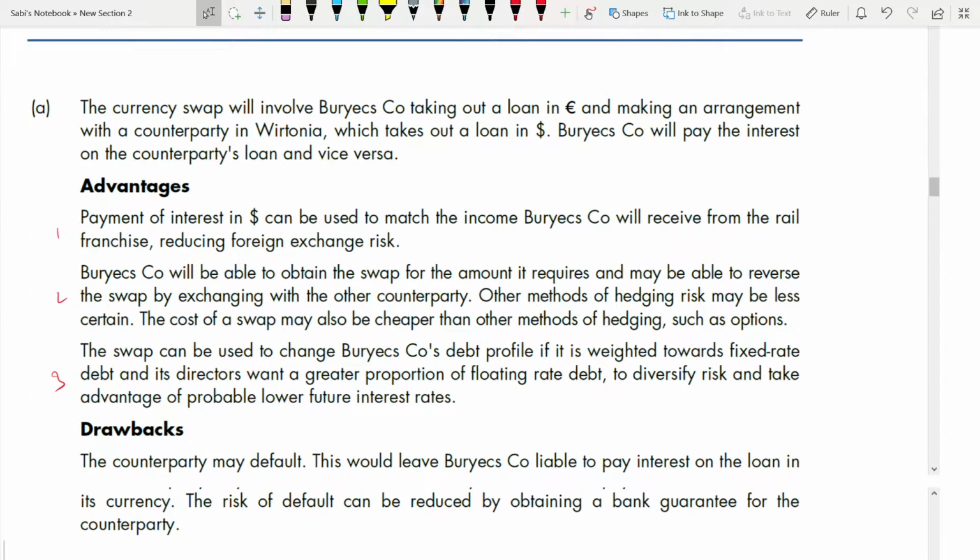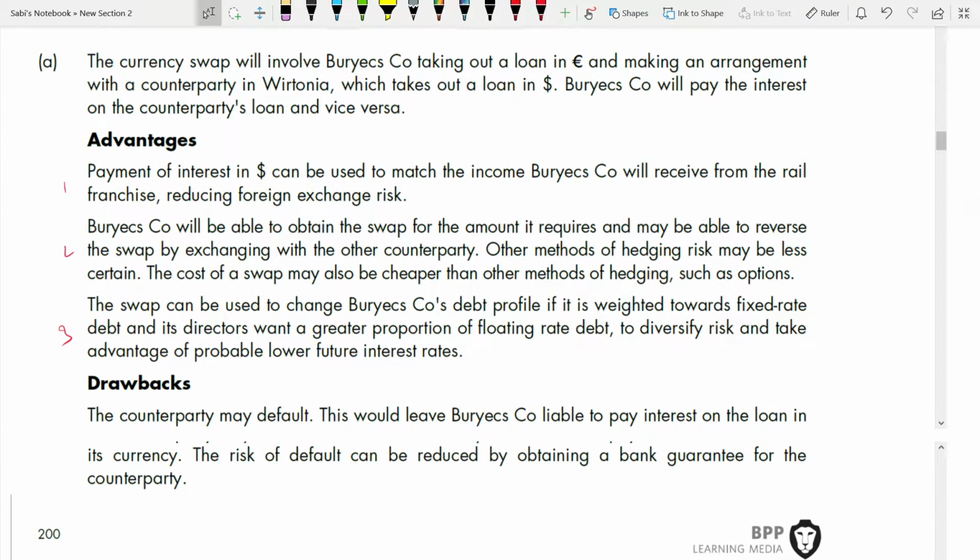Second advantage is the Brewers company will be able to obtain the swap for the amount it requires, and it may be able to reverse the swap. So it is possible to reverse the swap by exchanging with another counterparty. Other methods of hedging risk may be less certain. The cost of a swap may also be cheaper than other methods of hedging such as options. Yes, options, we all know, have a huge premium. Option is very expensive compared to other hedging techniques because of that premium, whereas swap is much cheaper.